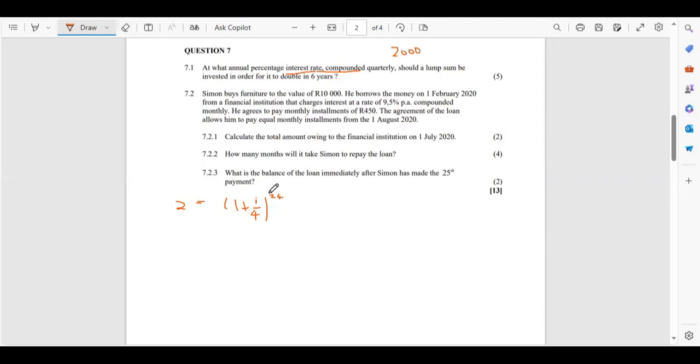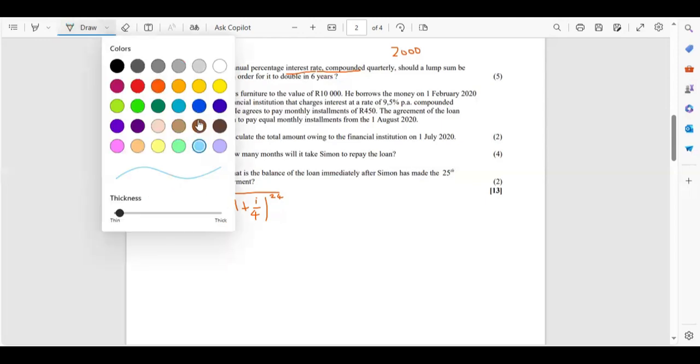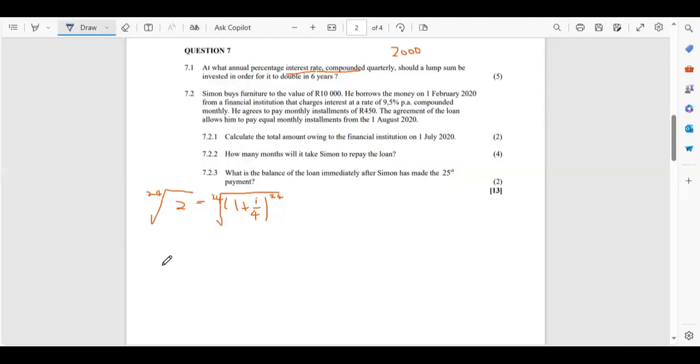Now, what is the next step? The next step, I'm going to try to remove this 24. And how would I go about doing that? So I would find the 24th root, or rather plug in the 24th root on both sides. So this to the 24th root. What I do on the left, I must do on the right. 24th root. Now remember too, it's important, do not round off until you get to your final answer. Now I would continue with these steps. Now, in this case, the 24th root of 2 is equal to 1 plus I over 4.